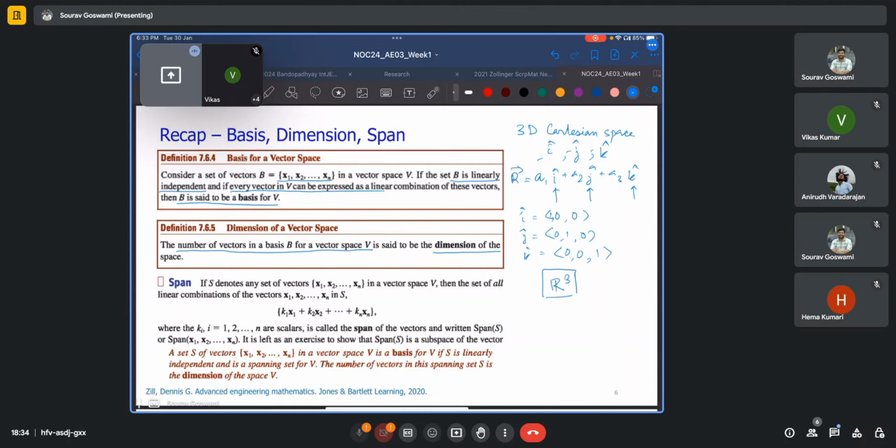The span. If S denotes any set of vectors x1 till xn in a vector space, then the set of all the linear combinations of the vectors, expressed as k1 x1 plus k2 x2 plus and so on up to kn xn, where the ki are scalars, is called the span of the vectors and written as span of S. Again, a set of vectors S in a vector space V is a basis for V if S is linearly independent and is a spanning set for V. And the number of vectors in this spanning set is the dimension of the space V.